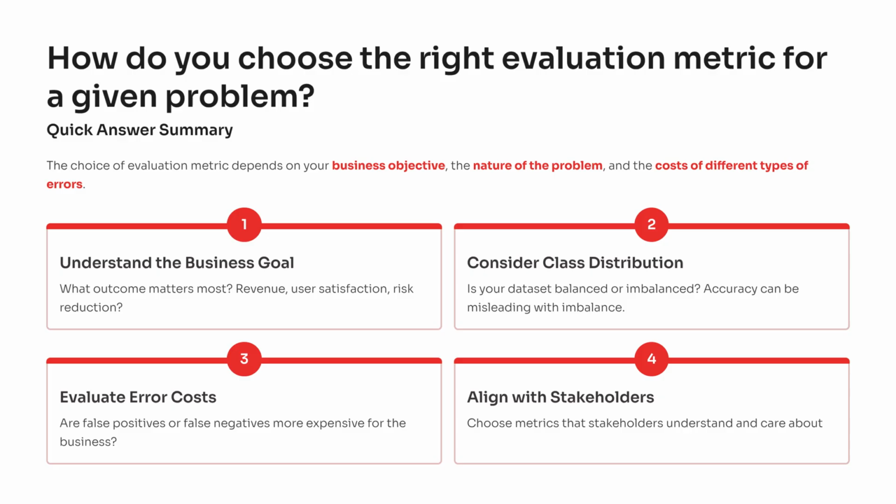Step 4. Align with stakeholders. Choose metrics that decision makers can understand, like precision for quality, recall for coverage, or RMSE for prediction accuracy. A good candidate always links metrics back to business value, not just model math.